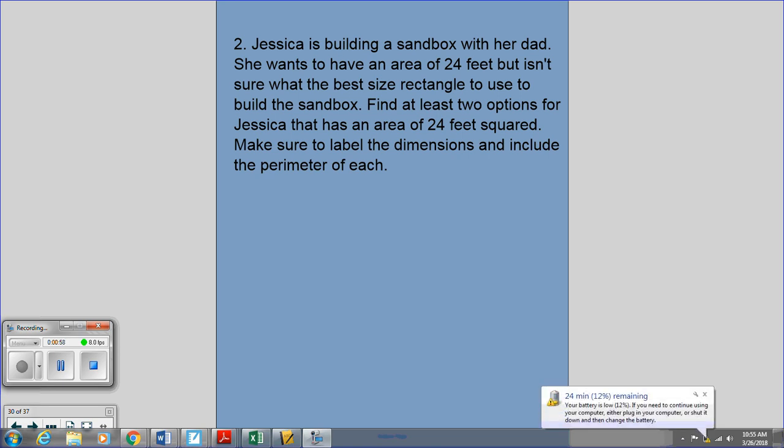So Gabriella, what could be my answer sentence? 2 options for Jessica's sandbox are blank and blank. I like it. 2 options for Jessica's sandbox are blank and blank. I'm a fan. All right, you should have an answer sentence already written down.